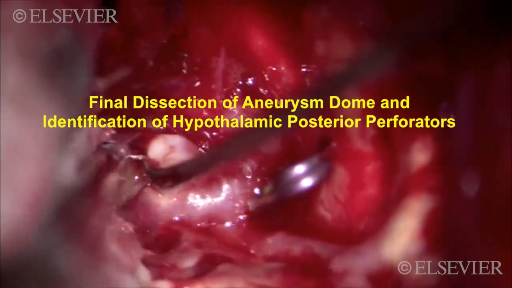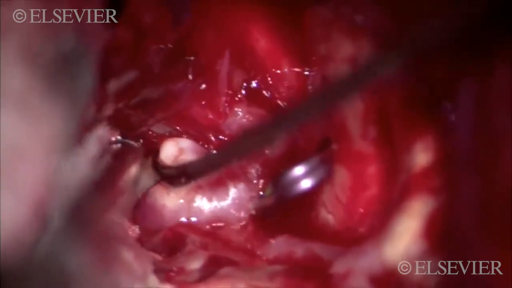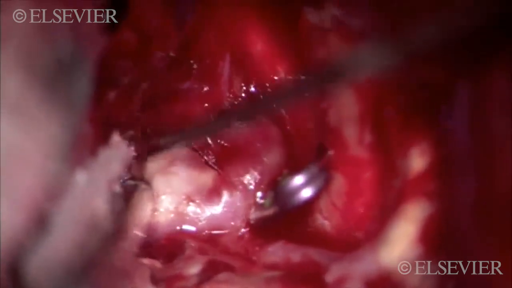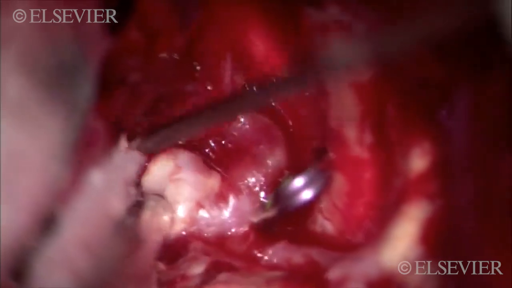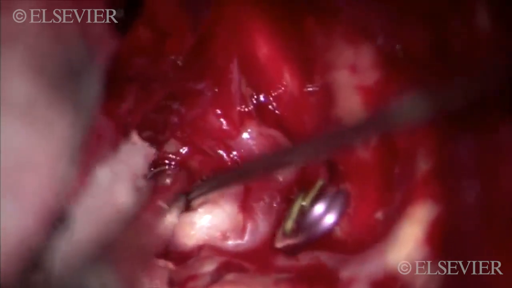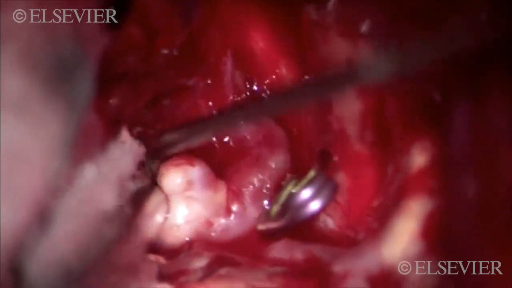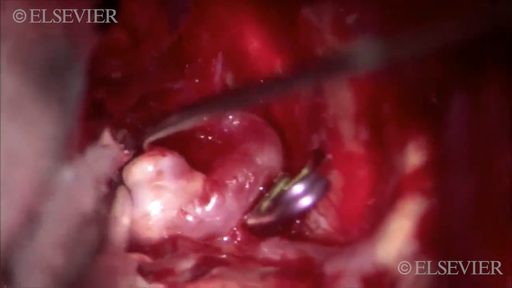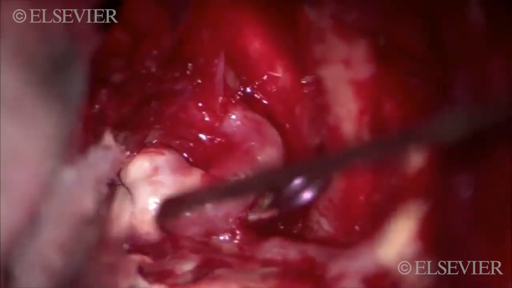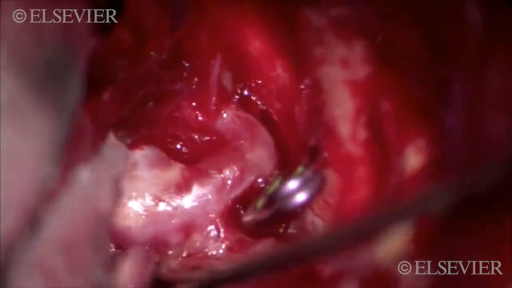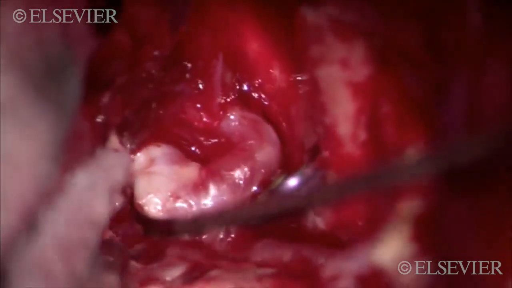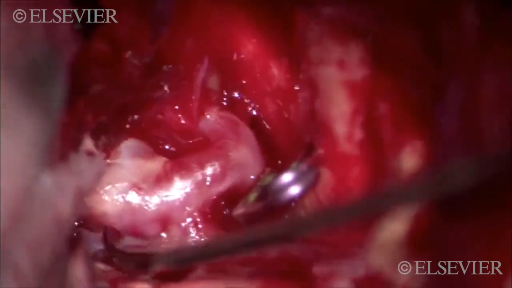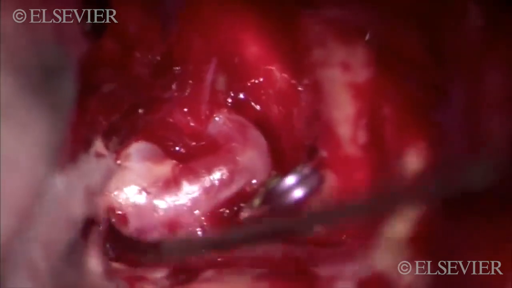Here, a Rhoton 6 is being used to complete a final dissection of the aneurysm dome. The key here is to predominantly do a sharp dissection. The calcification of the aneurysm dome can be well noted, and as you can see, the challenging portion is to see the aneurysm and the ipsilateral A2 junction.